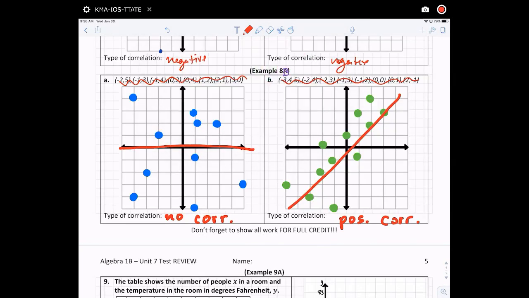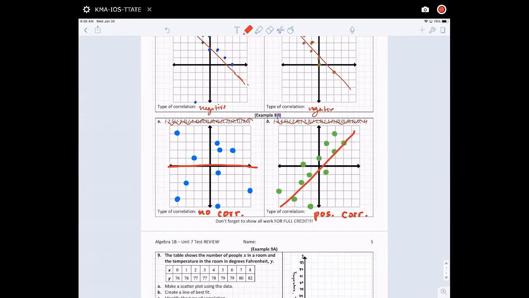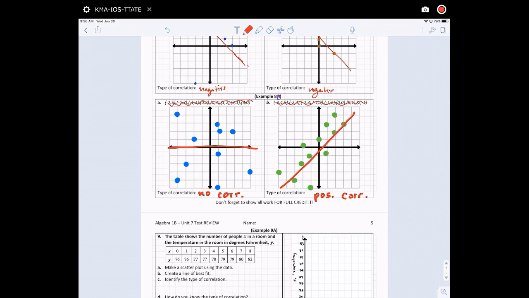You guys feel okay about those types? Sure. Okay. I'm not going to have you calculate the residuals. I think that comes up in the very last section that we do. But drawing a rough line of fit shouldn't be too bad. Okay.